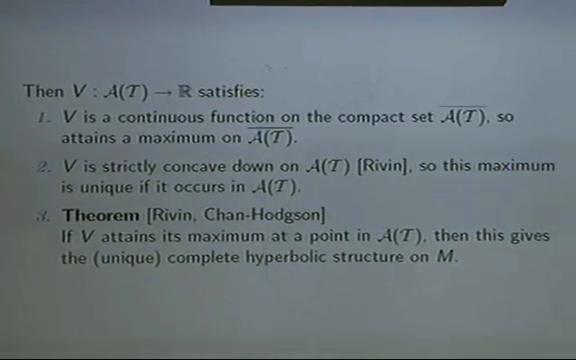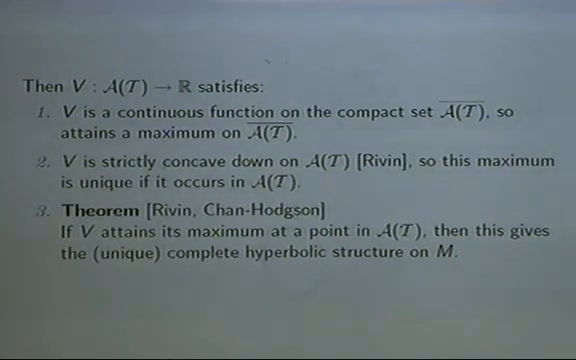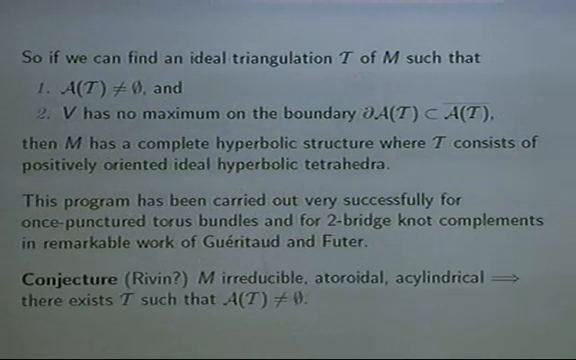Well, here's the basic theorem I want to talk about today. If the volume has its maximum at one of the interior points, so that's at one of these angle structures, then that corresponds to the complete hyperbolic structure on M. So maximizing volume picks out the complete hyperbolic structure on this manifold. And I guess this uniqueness from the concavity also shows that this hyperbolic structure is unique.